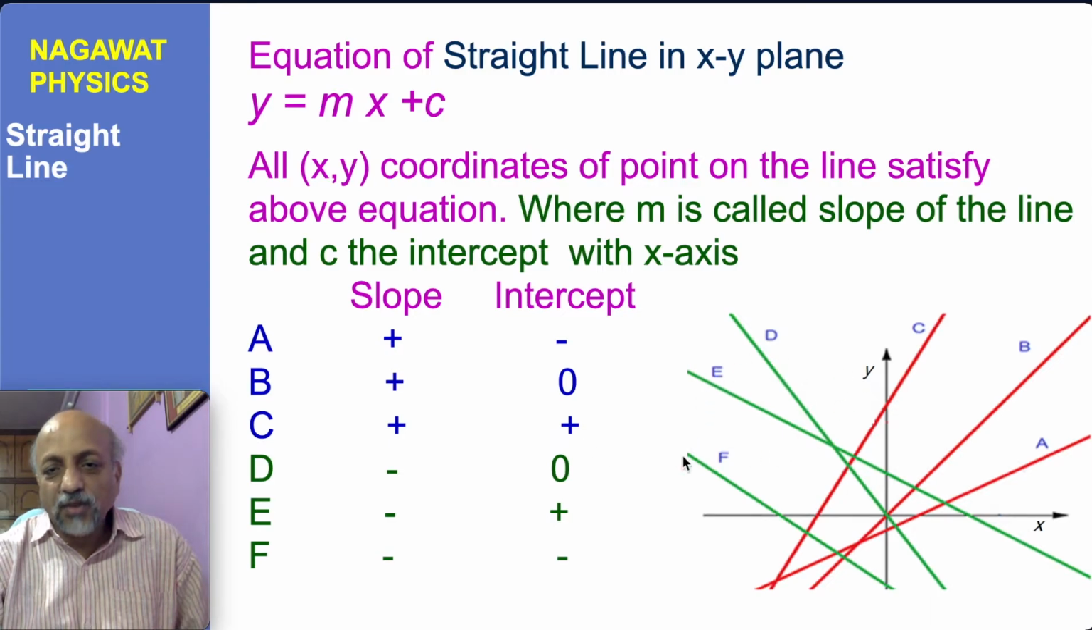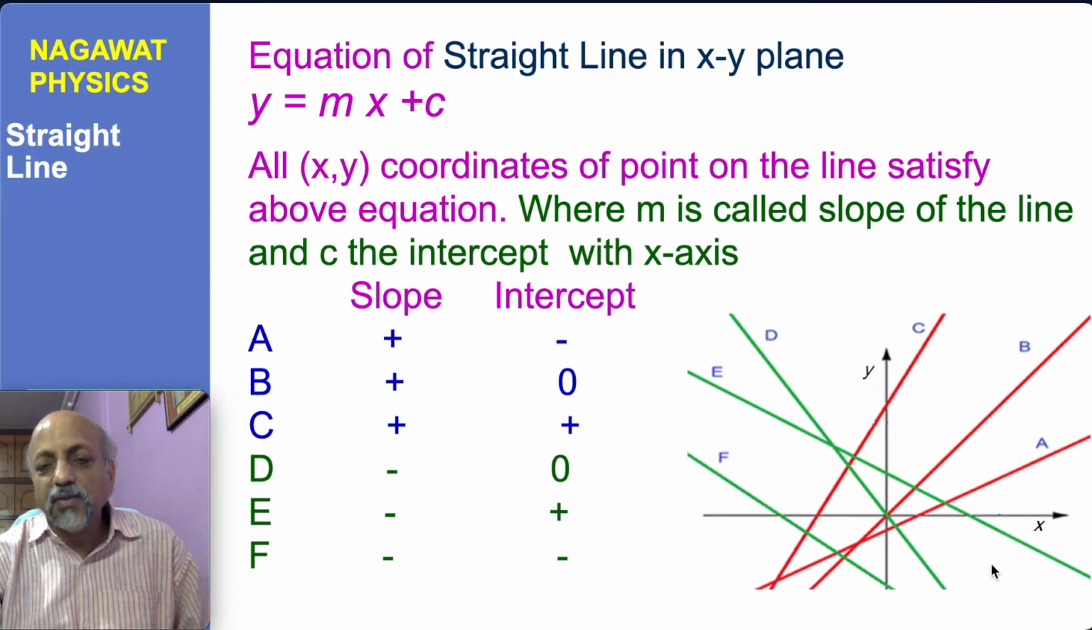Similarly for D, E and F, I have labeled in the way I have drawn, in a clockwise manner A, B, C, D, E, F, and not kept any systematics here. But you find that D is passing through the origin, so it has intercept 0, whereas E has positive intercept and F has negative intercept. But all these 3 lines make an angle greater than 90 degrees, which you can see. And since the angle is greater than 90 degrees, the slope would be negative.